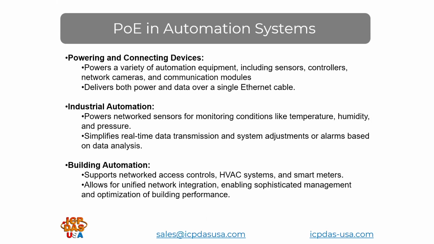For industrial automation equipment, sensors and monitoring equipment like temperature, humidity, and pressure sensors use PoE power so that you can reduce the wiring and make it more of a seamless, simple installation. For building automation, you can also incorporate them into HVAC systems, smart meters, and access control systems. This allows for better control and efficiency to optimize the system and the building performance.